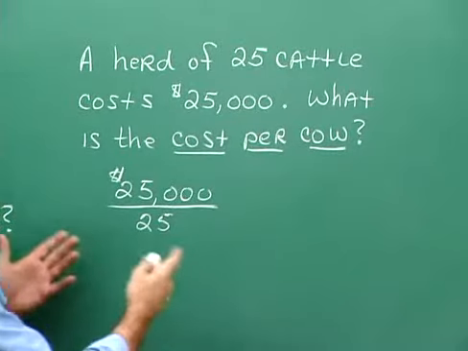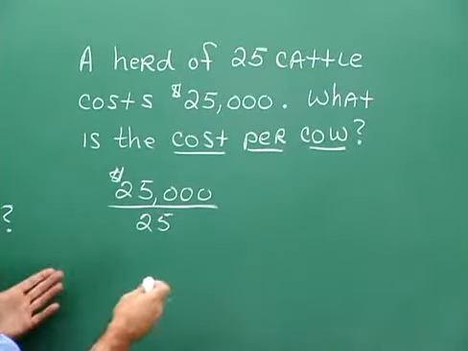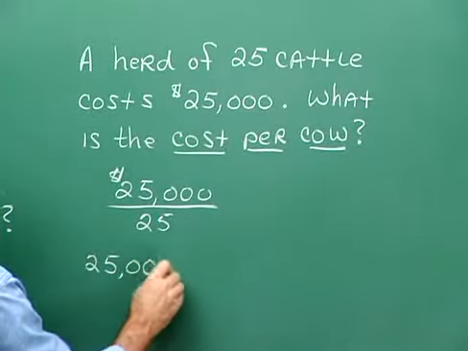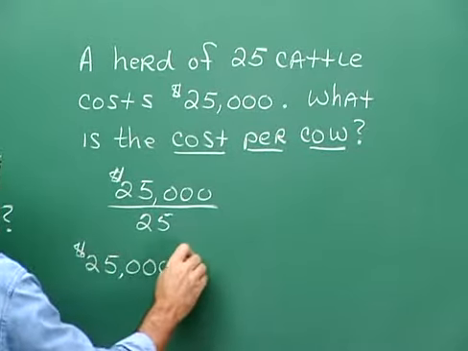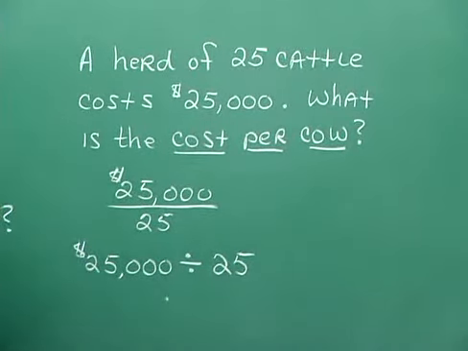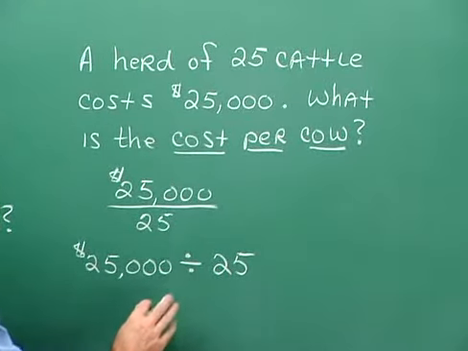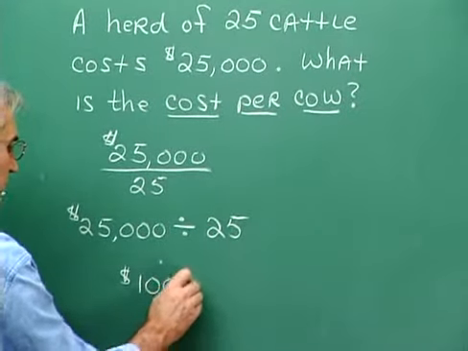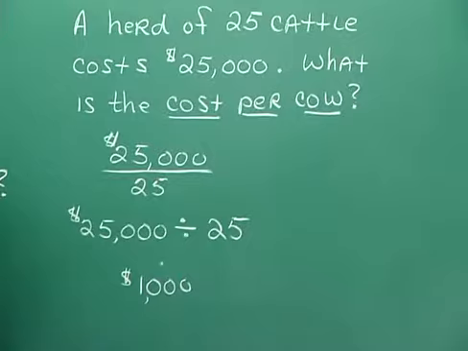Now, another way to look at it, another way to illustrate it or write it would be like this. We could say this is $25,000 divided by 25. You see, so either way you look at it is fine. And once we go through the division process, we find that each cow costs $1,000.